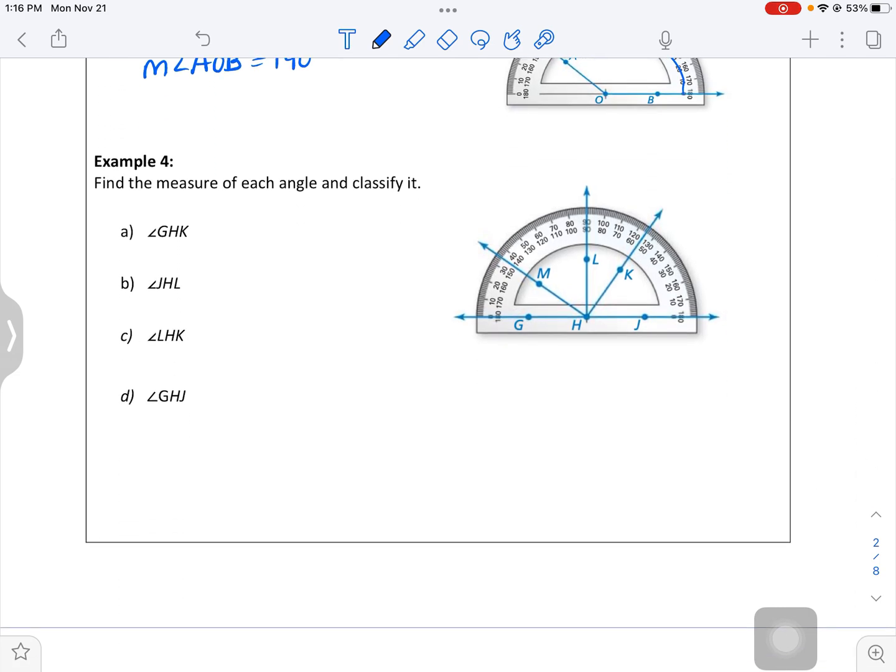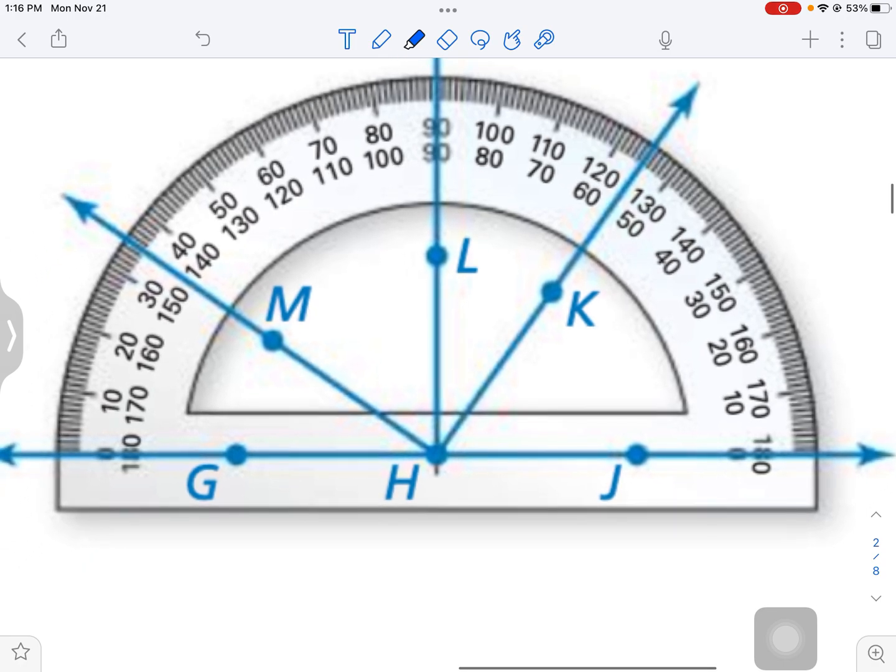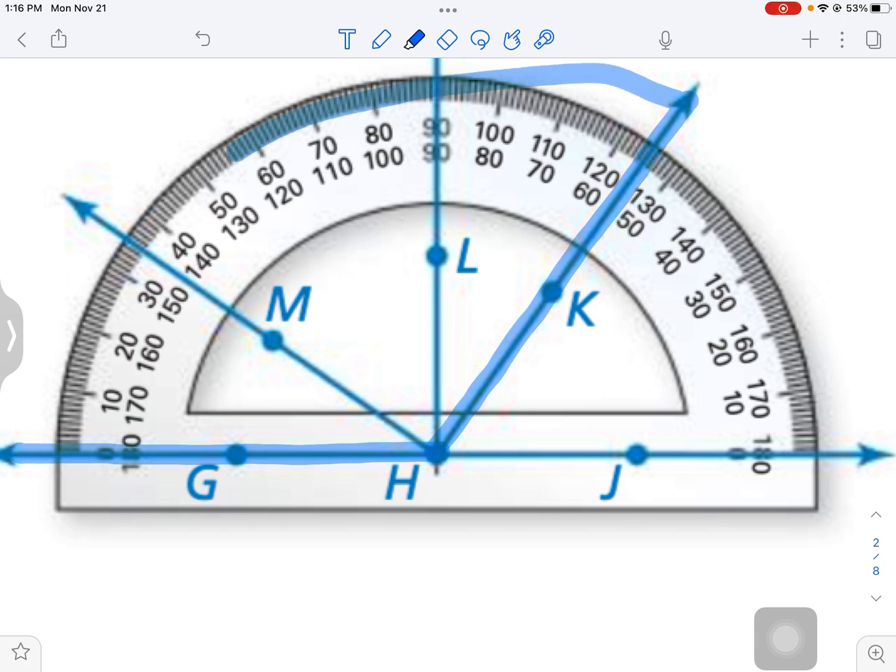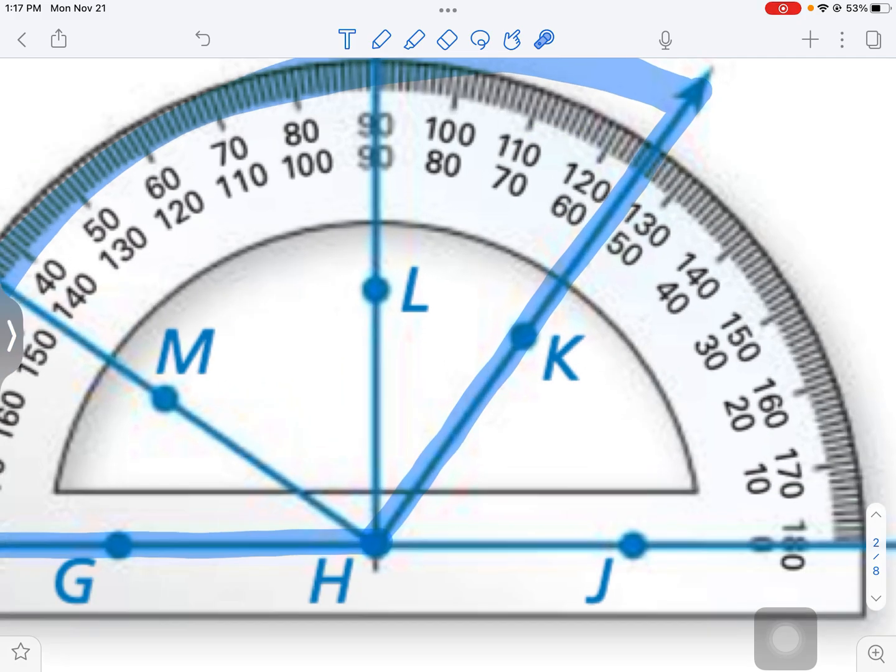Now we're going to go through, and you can see there's a bunch of angles in this next one. So I got to find angle GHK. So here's G to H to K. So I want this whole angle, the big one. So I see that's flat here, so I start at the 0, and I count up to that angle over there. So 10, 20, 30, 40, 50, 60, 70, 80, 90, 100, 110, 120. So we know it's 120.